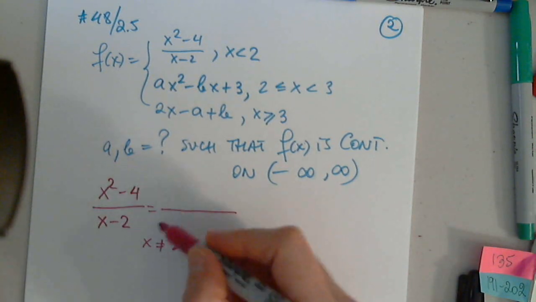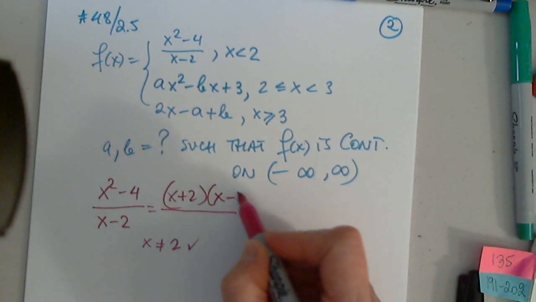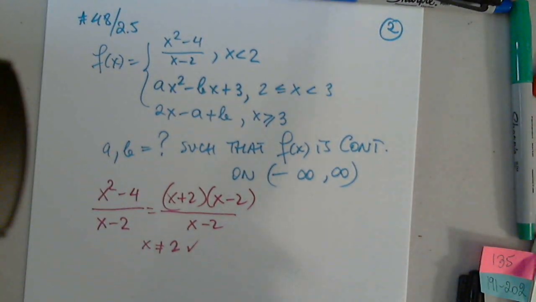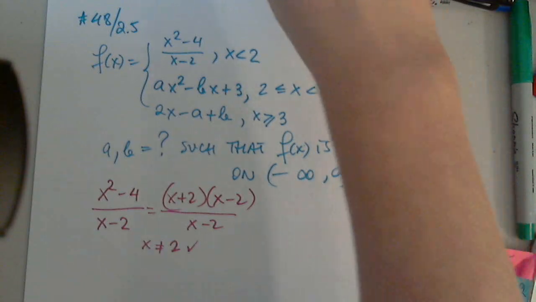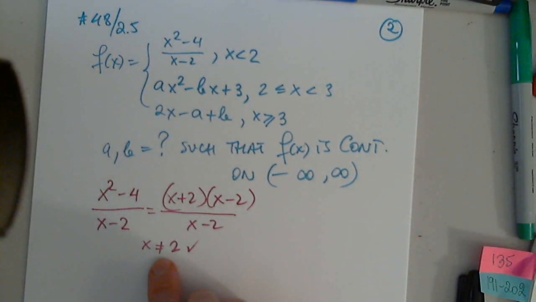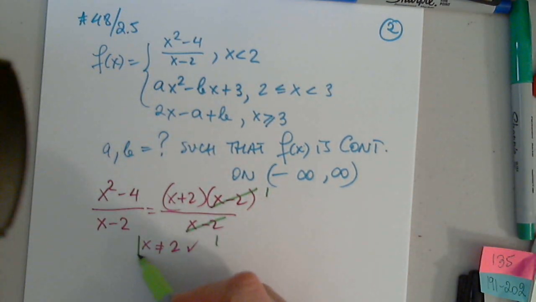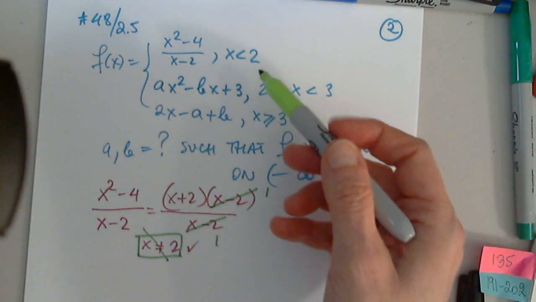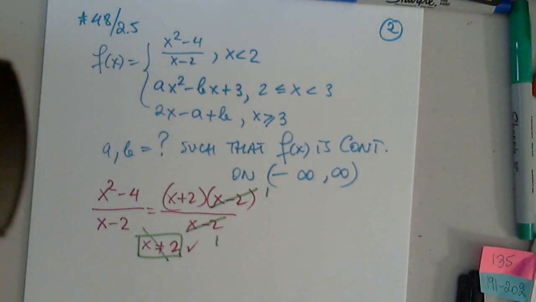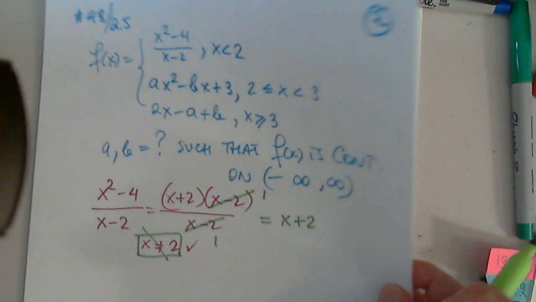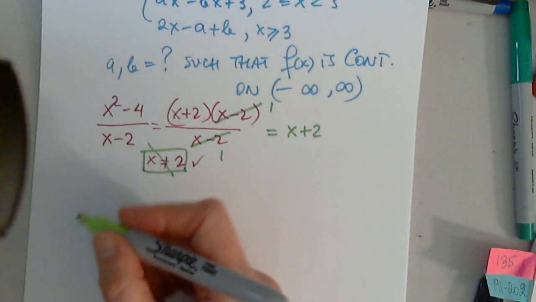It's going to be x plus 2 times x minus 2. Good. What do I do next? Knock off the x minus 2 on the top and bottom. I have to state a restriction, but there is no need. Remember, I cannot simplify before I state the restriction, but it wasn't necessary because where this piece is defined, it doesn't have to be. But I cannot simplify before I state the restriction. So then the answer is x plus 2, which is much nicer.